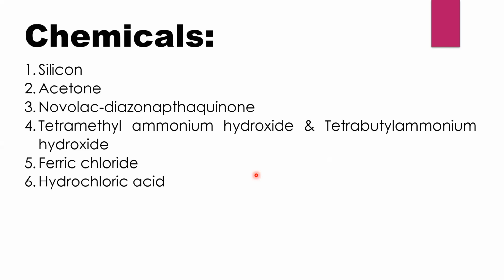Along with this, water is also required as one of the chemicals, but I have not depicted it in this slide because water is the universal solvent. There is no need to mention that particular chemical. But these are the chemicals which are basically used in this experiment. Now let us see the purpose of each chemical. So let us start with the first one, silicon.